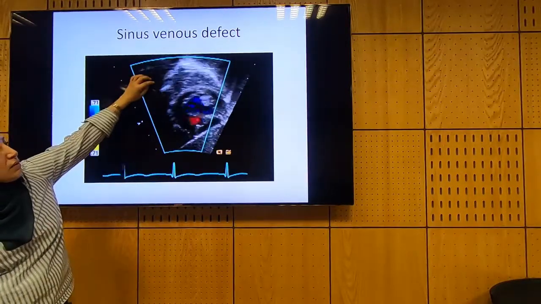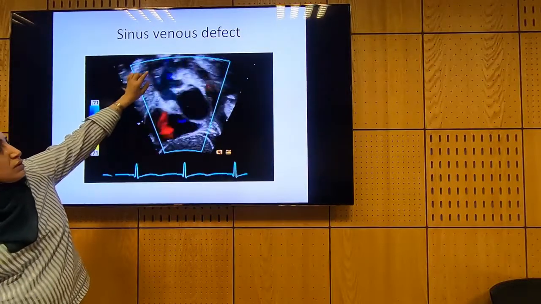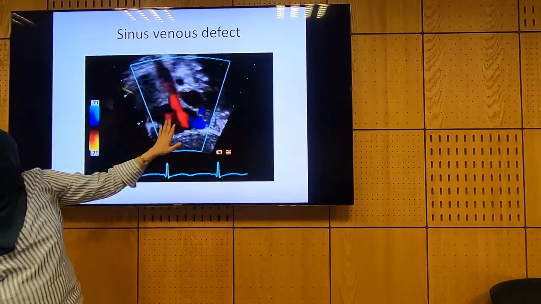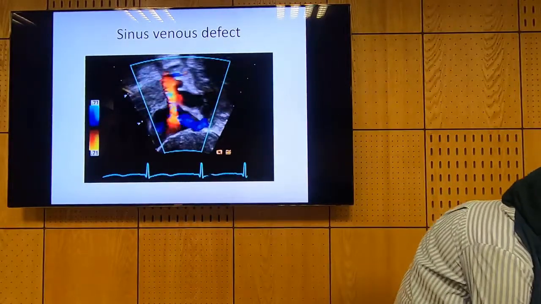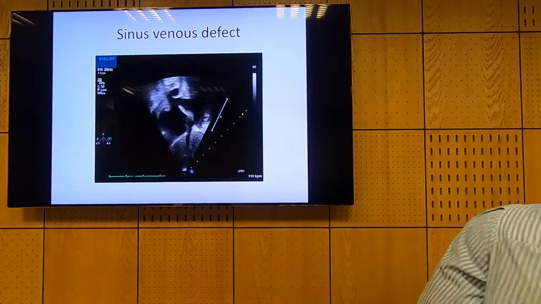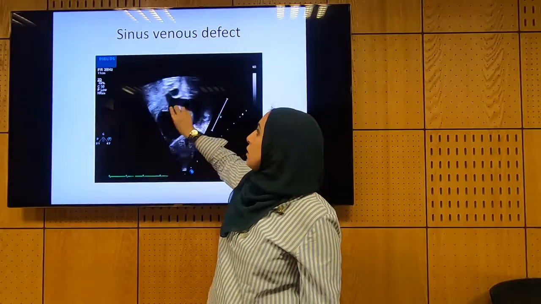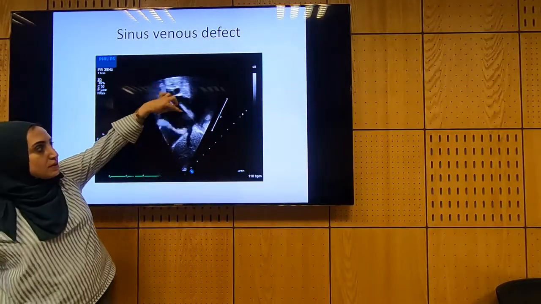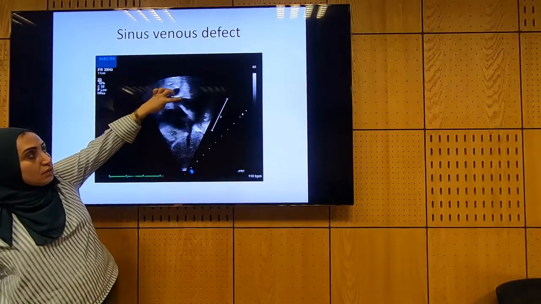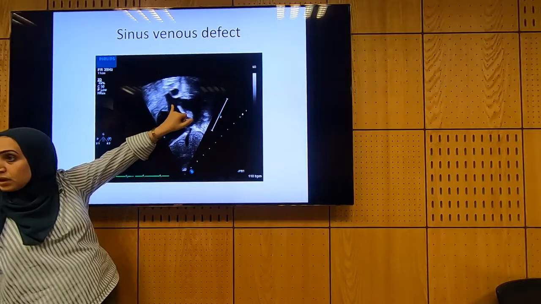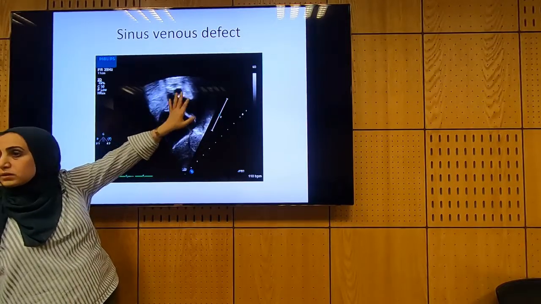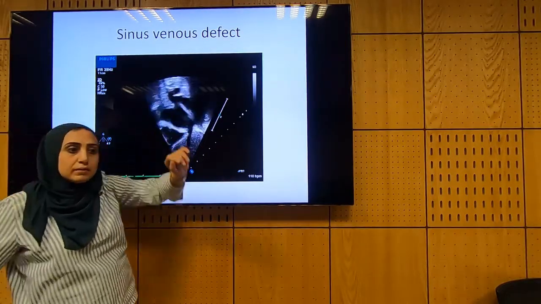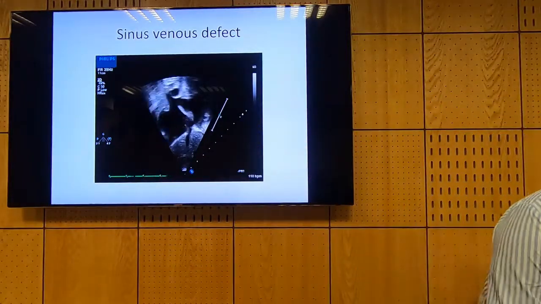And when we look again at that loop, we will find that the superior vena cava is overriding the septum. So the superior vena cava is going to the right atrium, but at the same time, there is a defect in the septum. So this is the superior vena cava, and this is the septum. Actually, the septum should be here, closing that, but now we have a defect. So the superior vena cava is overriding the interatrial septum. This kind of defect, what do we call it? Sinus venosus defect. And the most common type is the superior, as we say here, sinus venosus defect.